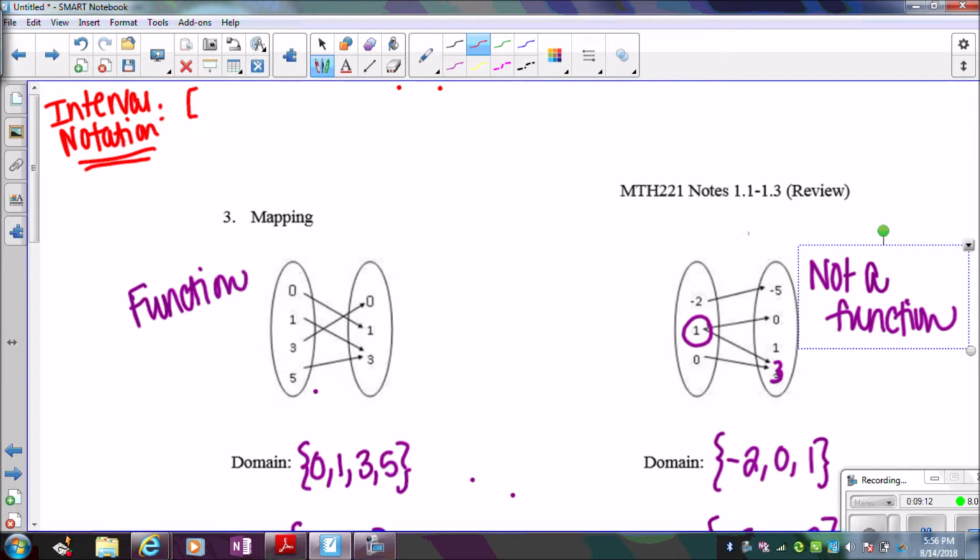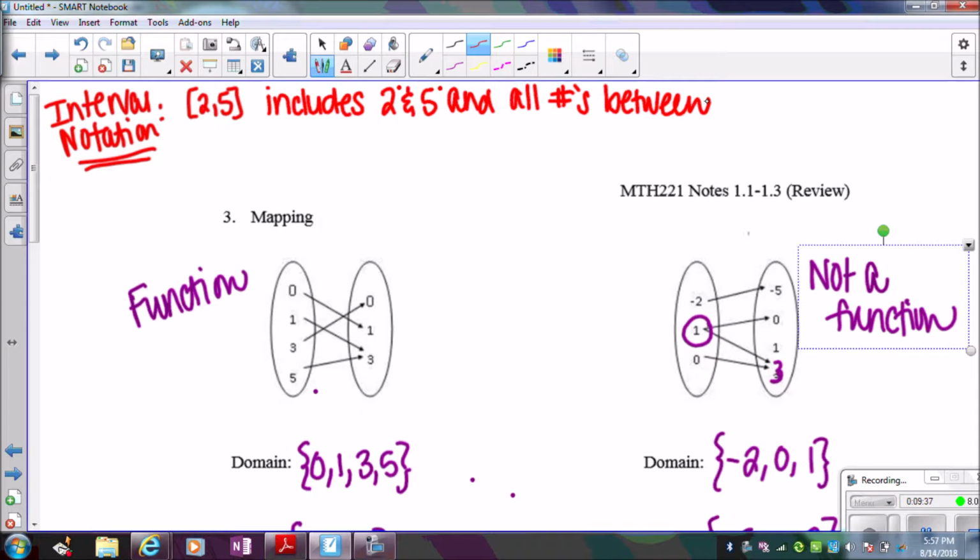If you see something like this with the little square brackets, this means you include the numbers 2 and 5 and everything in between it. So this includes 2 and 5 and all numbers between. So all decimals between 2 and 5.